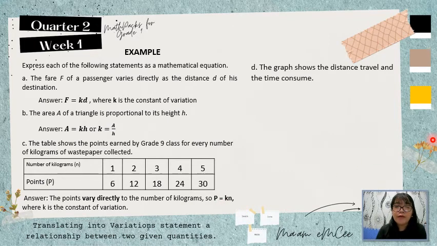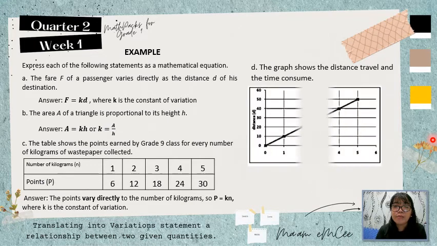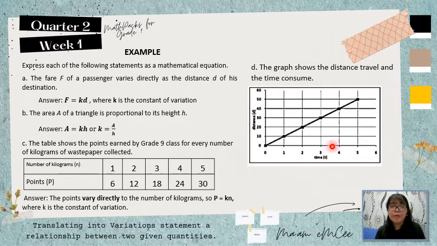And then the graph shows the distance traveled and the time consumed. So we have here 0, 0. So the distance traveled is 0. So here we have the time, and here we have the distance. So the distance is 0 when the time is 0. Now when the time is 1, and that is perhaps 1 hour, then the distance traveled is 10.